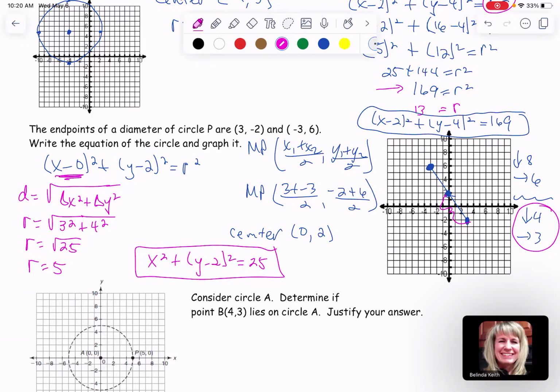And so what I also want you to see here is that the x had a 0 for the value of the center, and so it didn't have anything added or subtracted there.